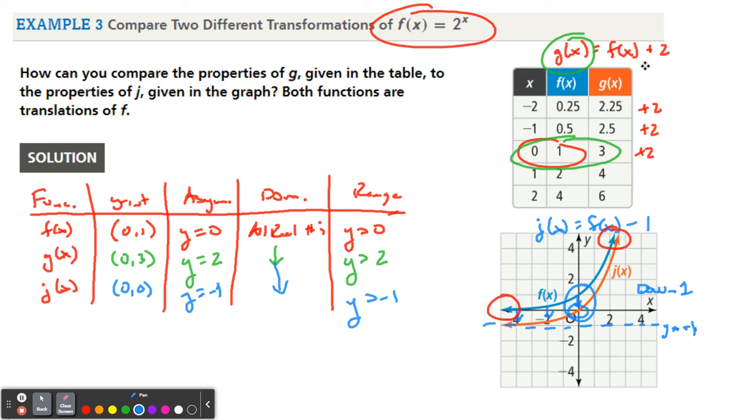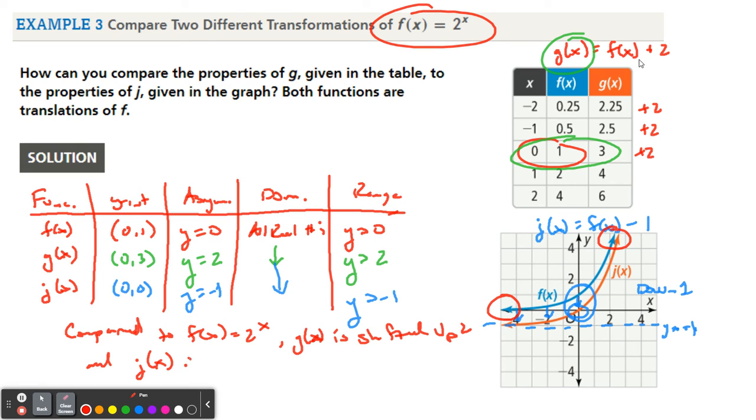So in summary, compared to f of x equals 2 to the x, g of x is translated or shifted up 2, and j of x is translated or shifted down 1.